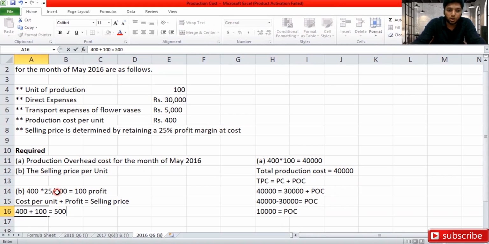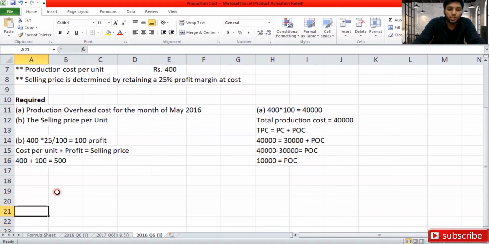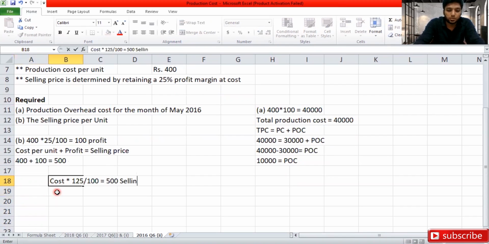There's another way you can also implement. This is one method which I taught you. The second method to use this 25% formula is a direct way to get it rather than finding the profit and calculating. You can directly take cost into 125 divided by 100, since 25% was the margin. You will still get 500 selling price. So this is another way to find it: cost is 400 into 125 divided by 100, you will get the same price which we found now. So this is another easy way to add the profit margin to get the selling price.